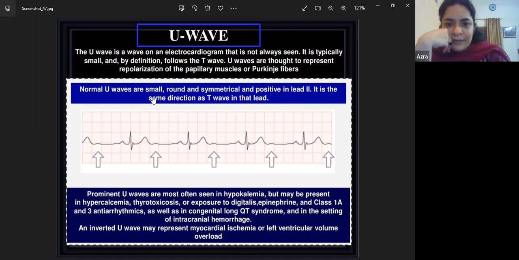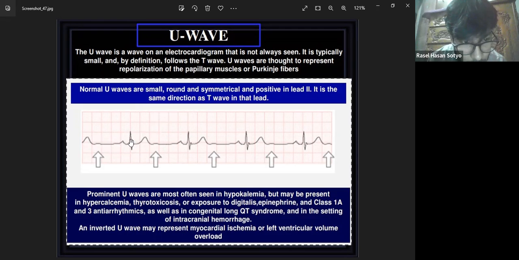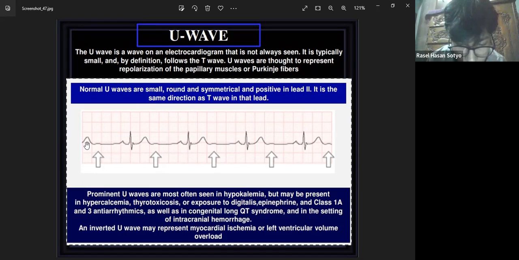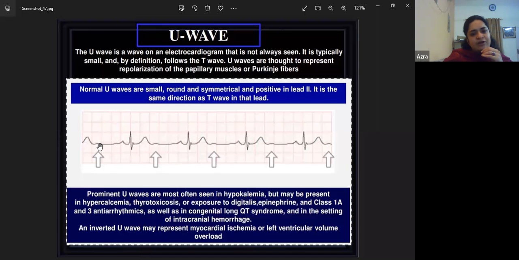Understand? It just looks like a T wave. Look at here, this one. Then this is an R. Then come here, then this one is also here. But then this one, after the T, when it comes to T, it is something like that.